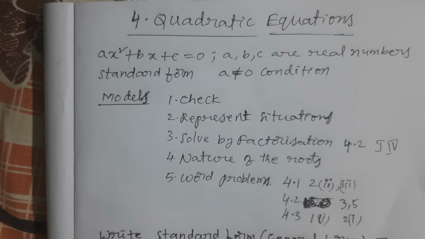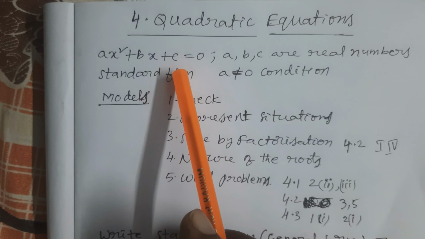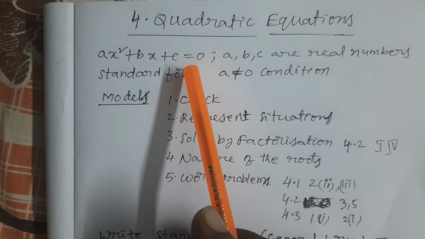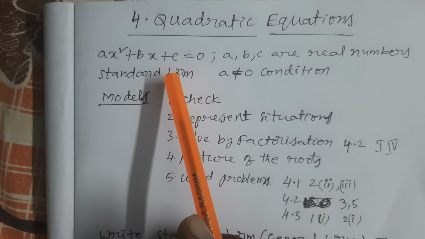Hello children. Today we are going to discuss the fourth chapter in 10th standard, quadratic equations sums. Before that, we are discussing its condition and everything. ax square plus bx plus c is equal to 0 is the quadratic equation standard form or general form.